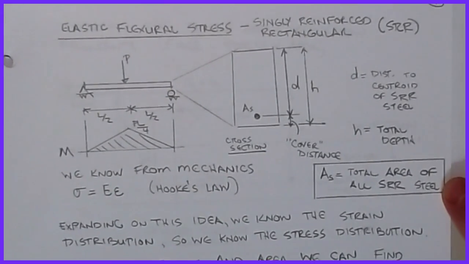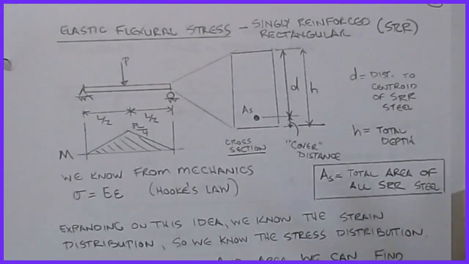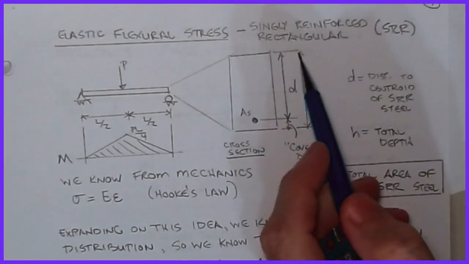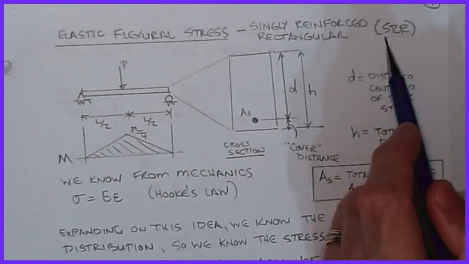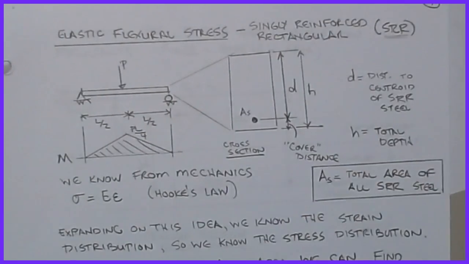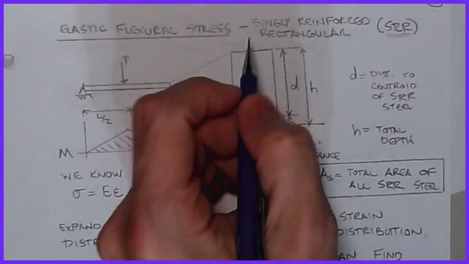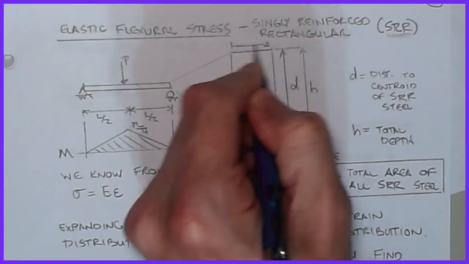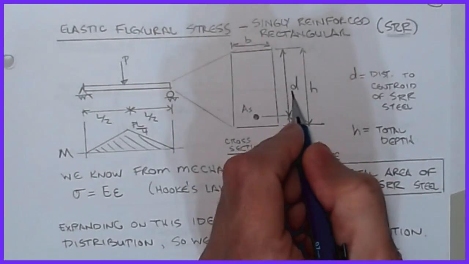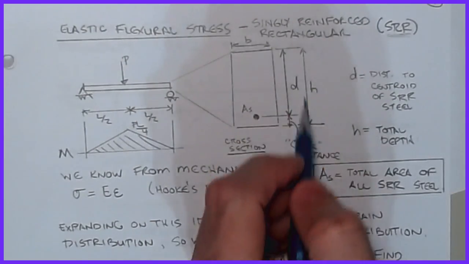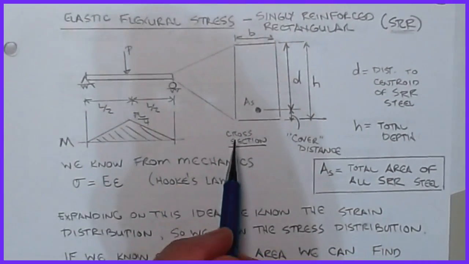All right, so we're going to start our study of flexural stress by considering what we call a singly reinforced rectangular section, and we're going to abbreviate that as SRR. What that means is that it's a rectangular cross-section, in our case having a B width, a D height from the top of the beam to the location of the steel, and an H overall total height.